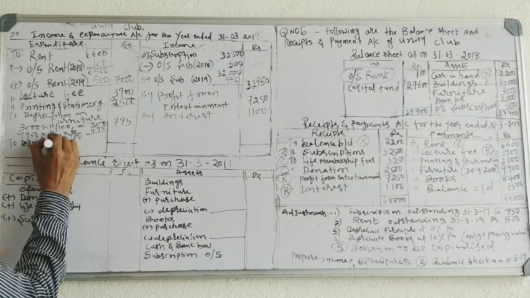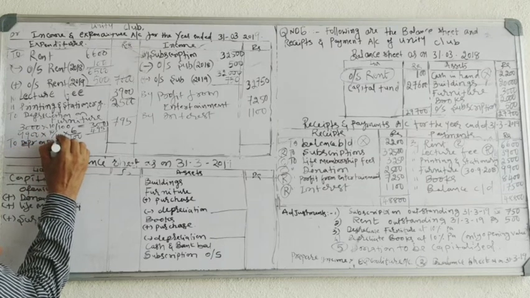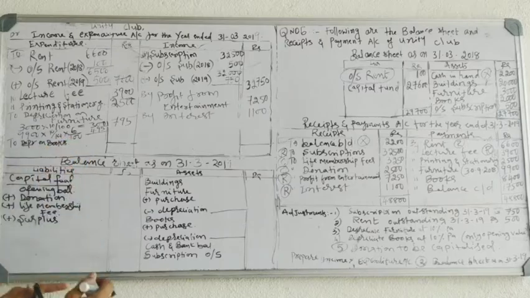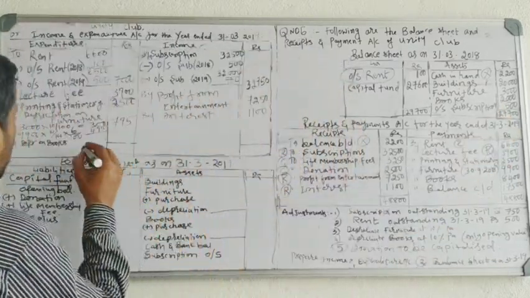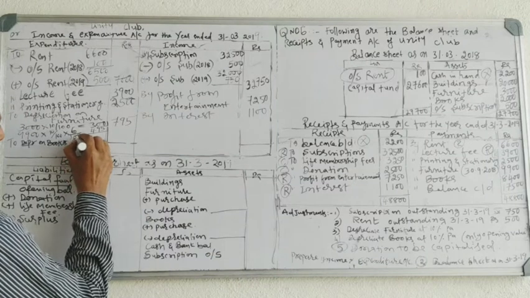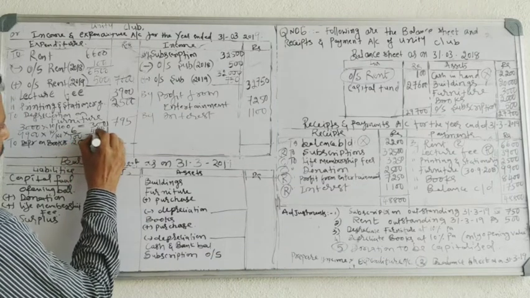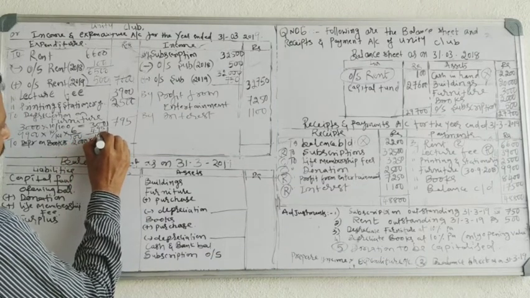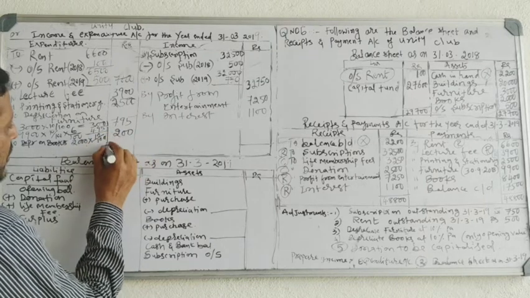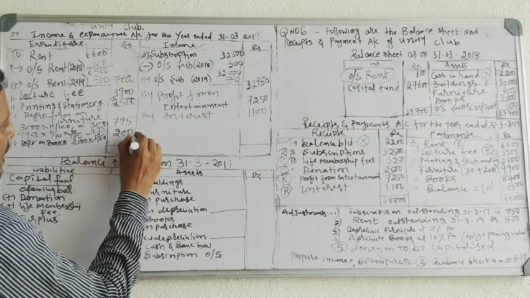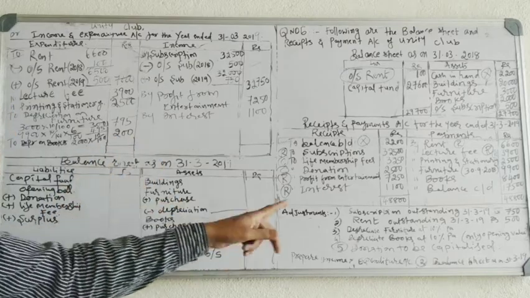Depreciation on books. It is given on only opening value. Opening value is 2000 rupees. 2000 into 10 by 100. 200 rupees is the depreciation on books. Depreciation on books is 200.